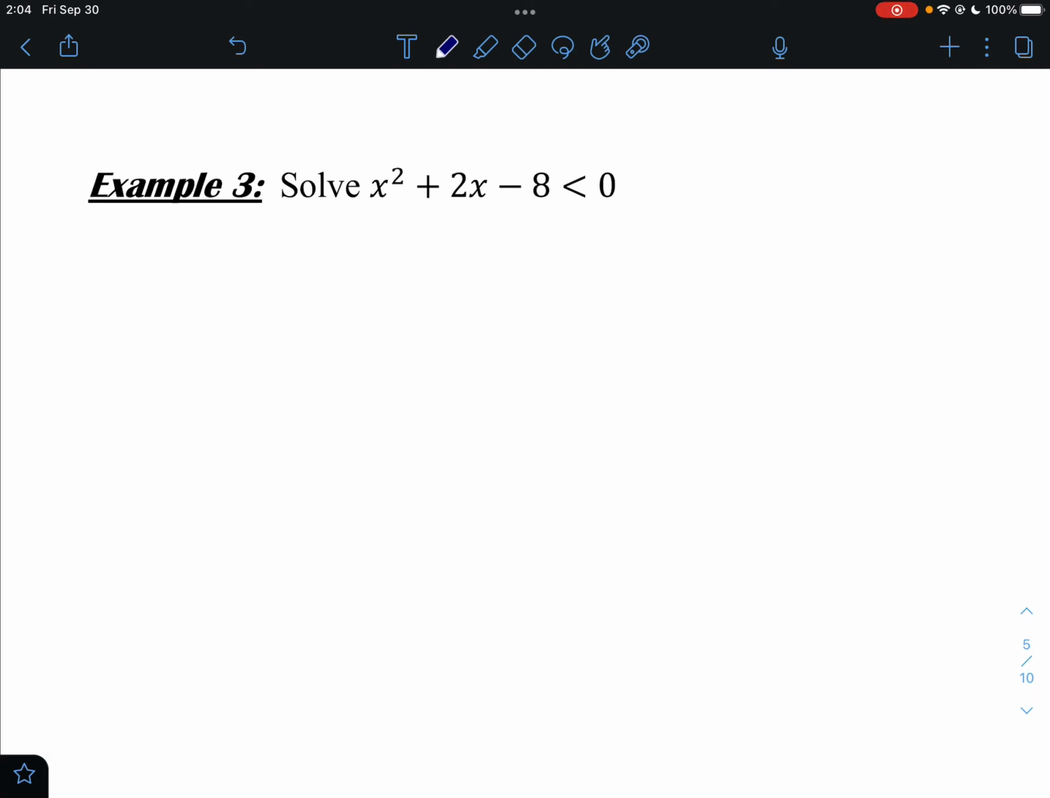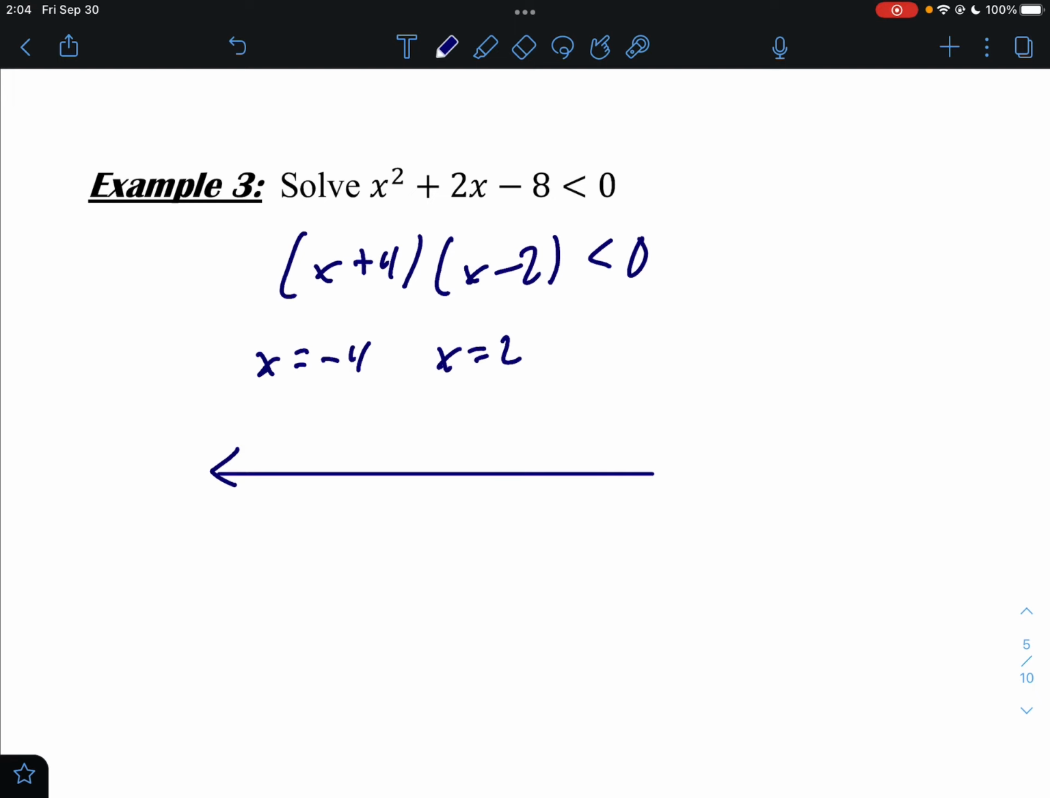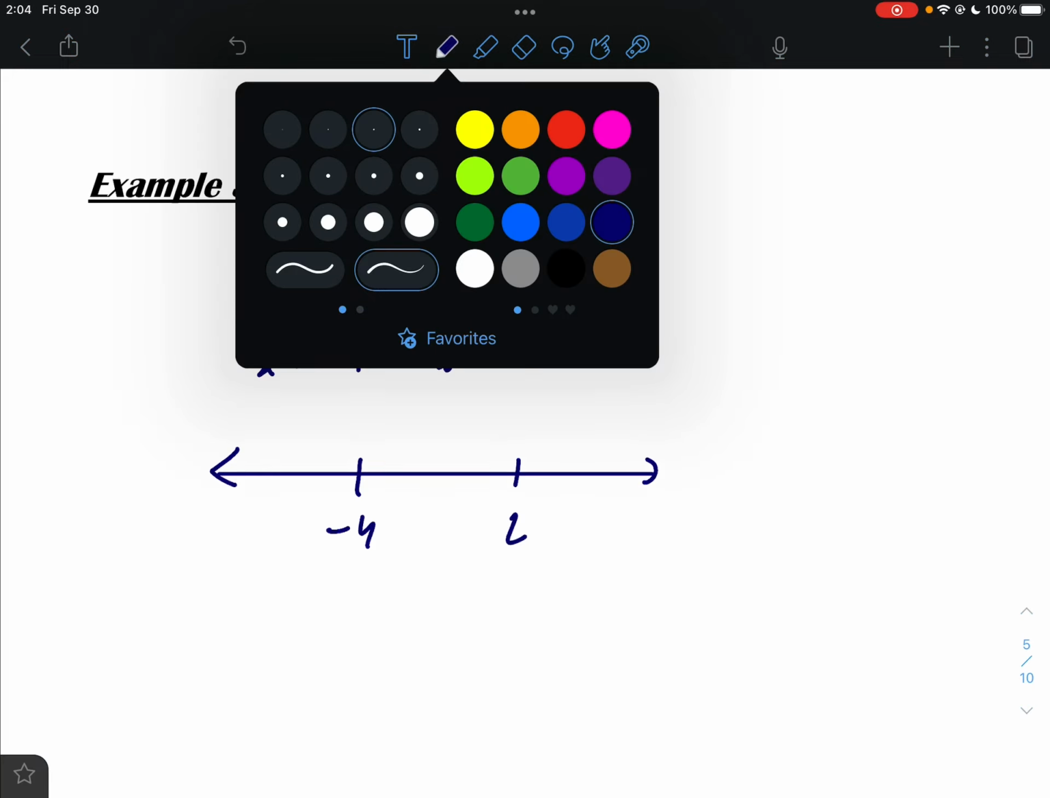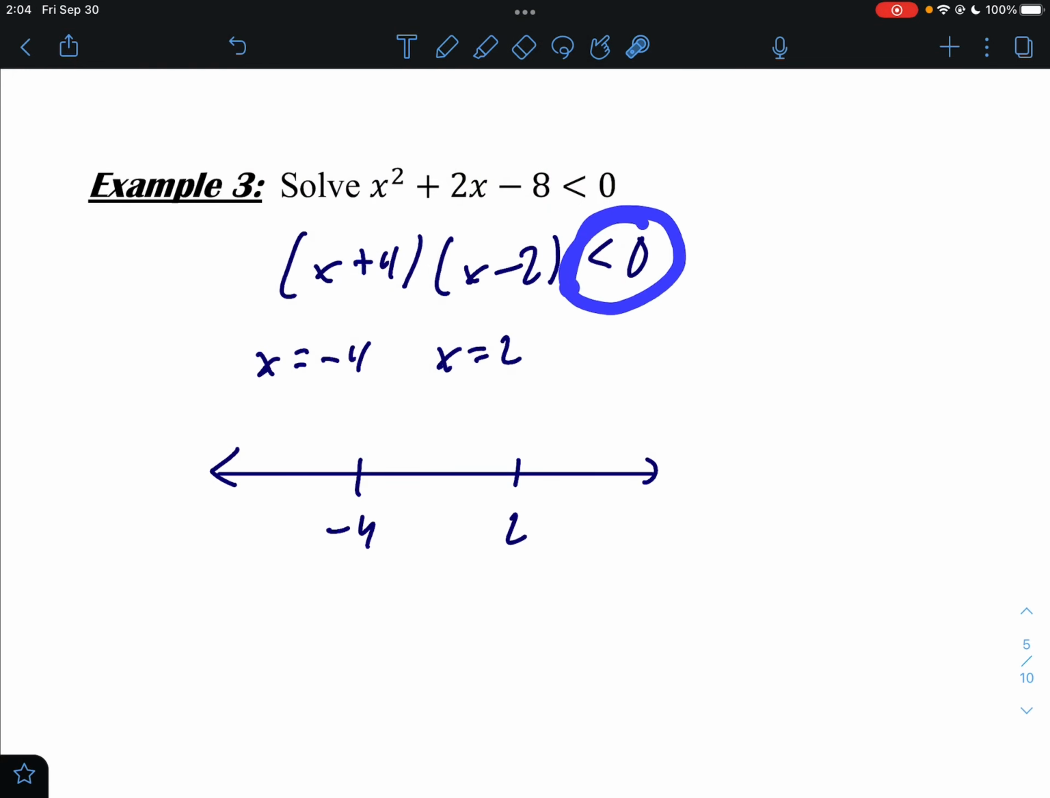Third one, this is the first one not in factored form, so we're going to put it in factored form by factoring. And we get our 2 critical points, which are -4 and +2. Set up our number line. Are the circles open or closed? They are open because it's just less than.